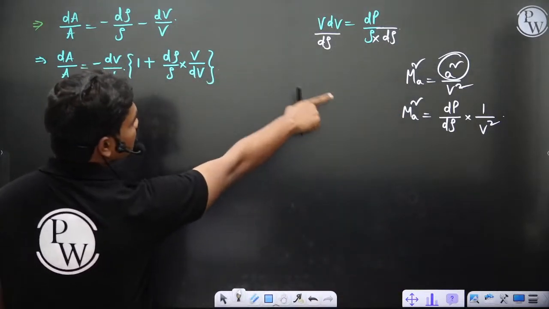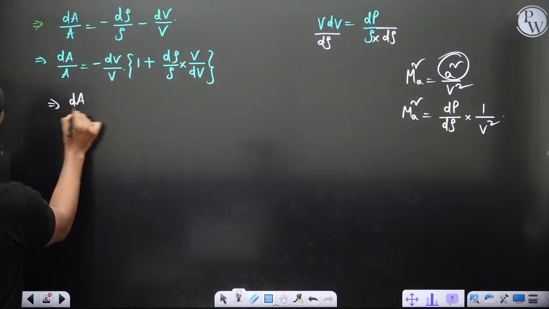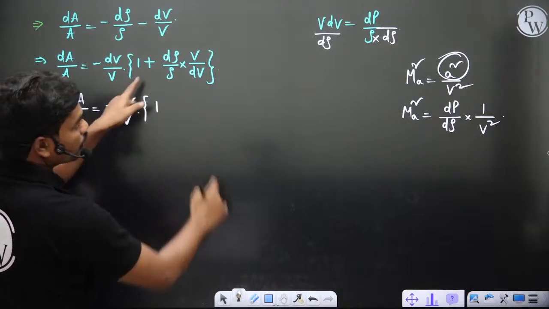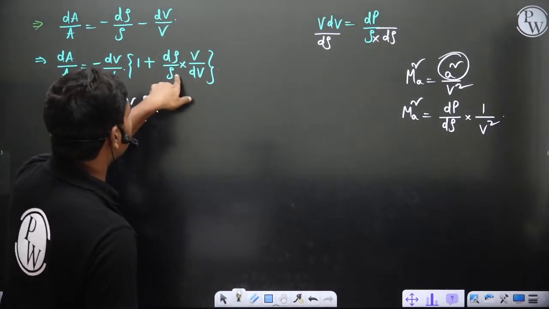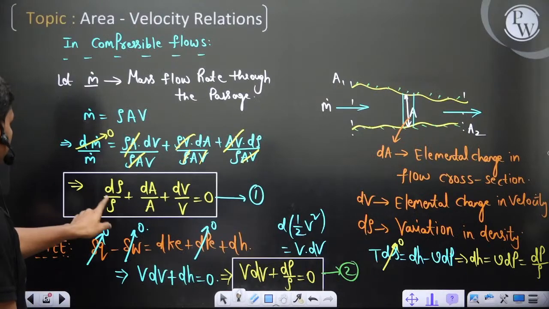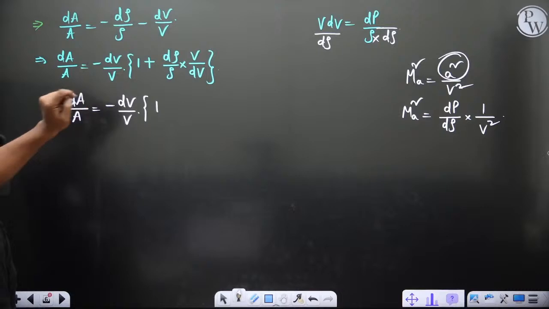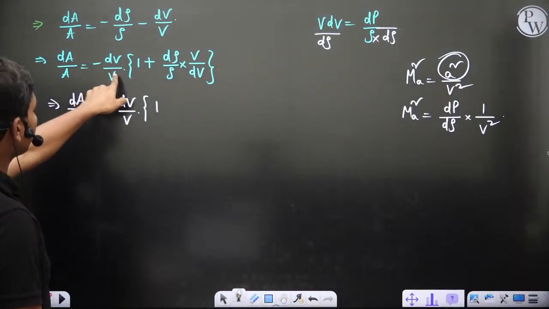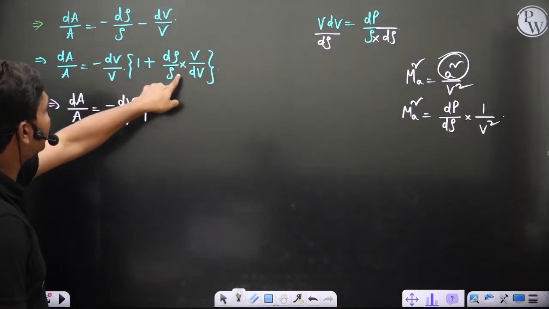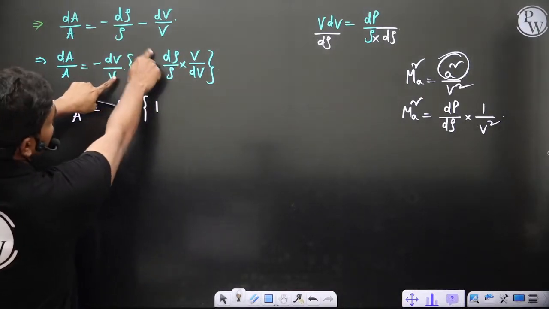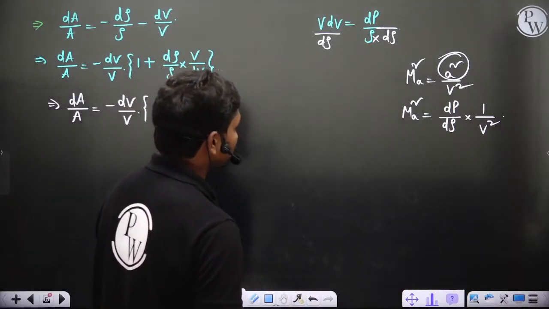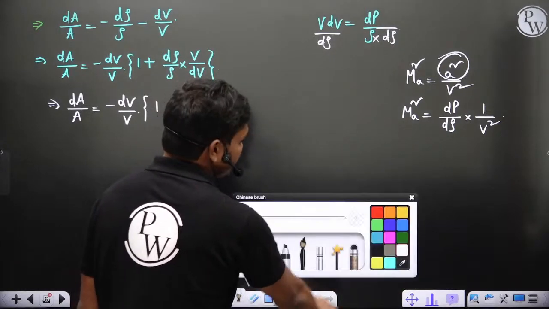So yes, if you convert this, then this gives you something like dA by A is equal to minus dV by V times of 1, because of this term dρ by ρ into V dV. Guys, just a bit of maths, just do it. dA by A is equal to minus dρ by ρ minus dV by V. So if you take minus dV by V common, we have 1 plus dρ by ρ into V by dV, correct? That's what you'll get. Now let us try to manipulate this quantity. V by dV is what you want. Okay, so we have this equation, V by dV.